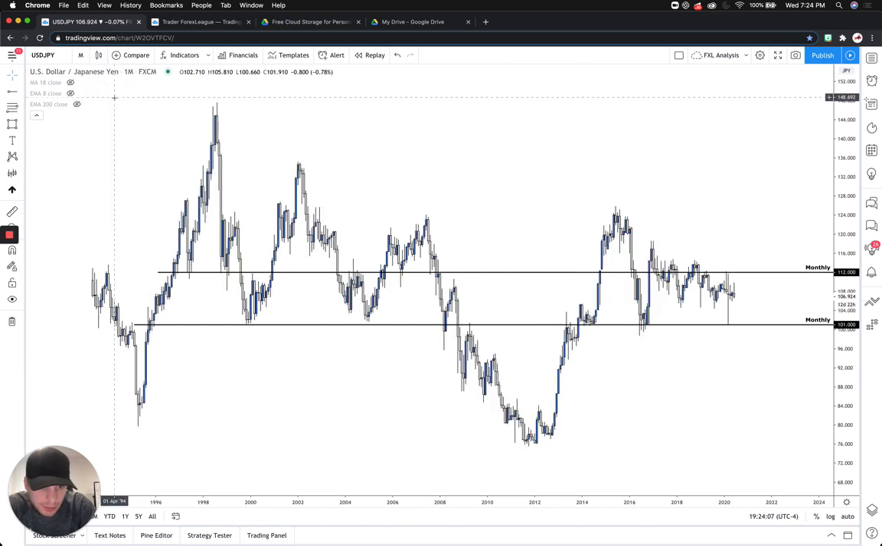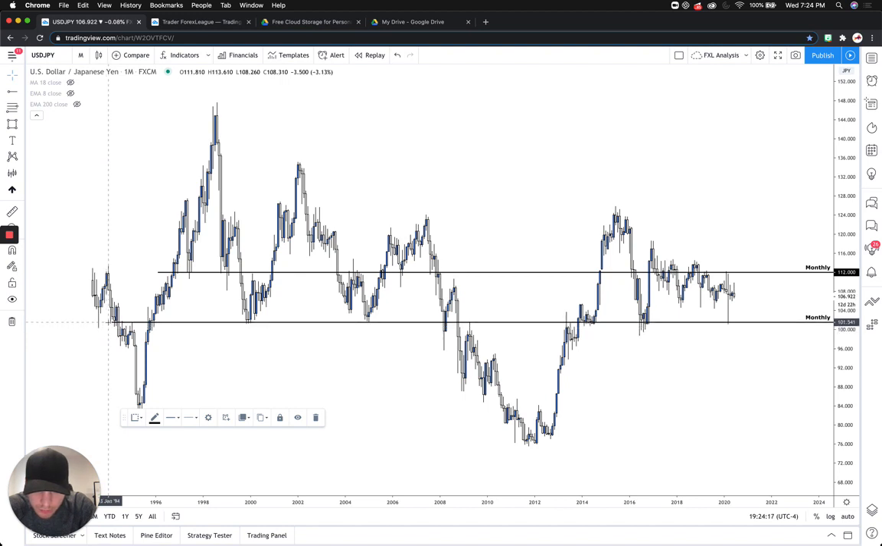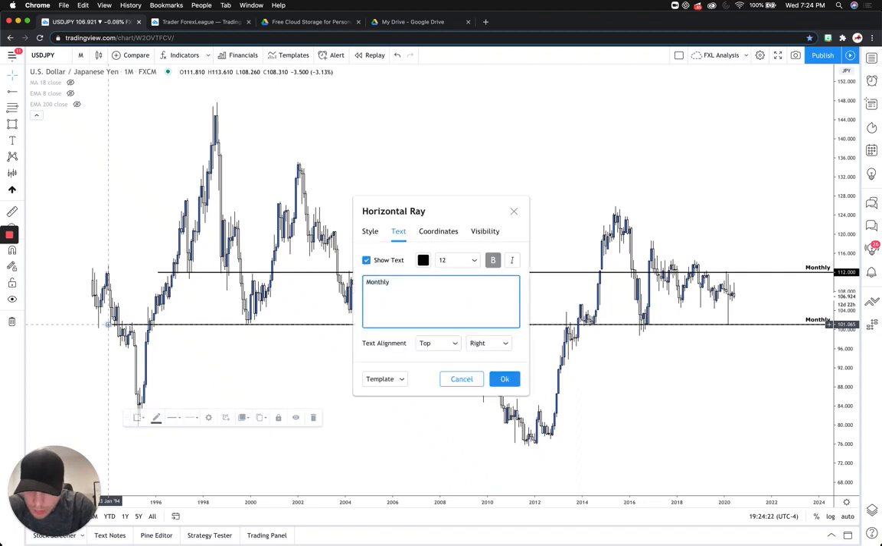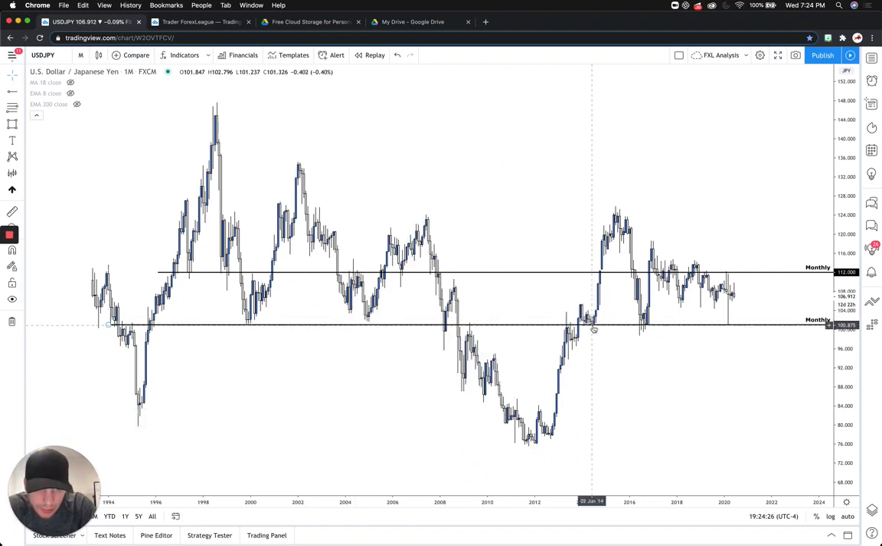Back to the candlestick chart. Yeah, it makes sense. It's 10.5 better. Nope, 101's better. Yeah, I like 101 a little better.